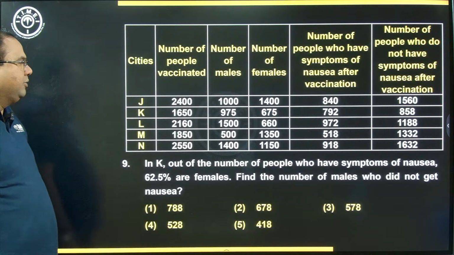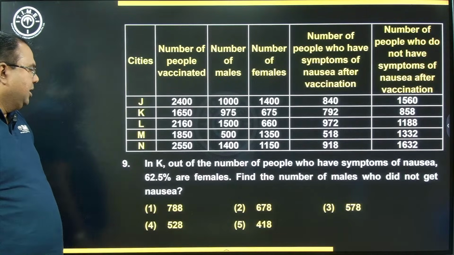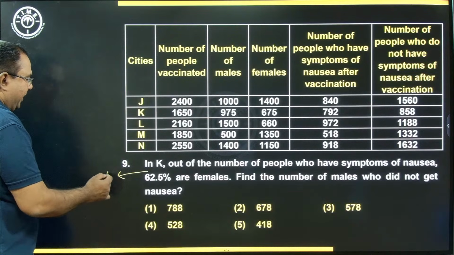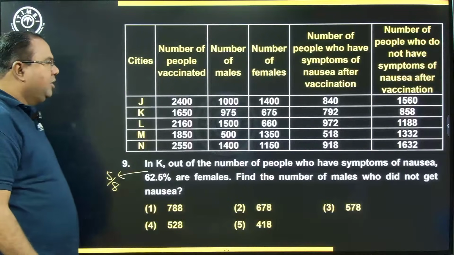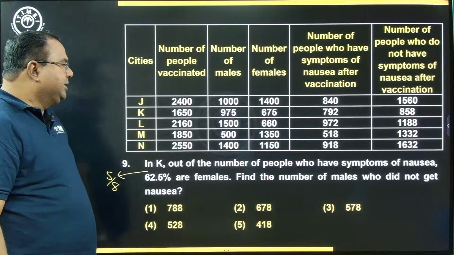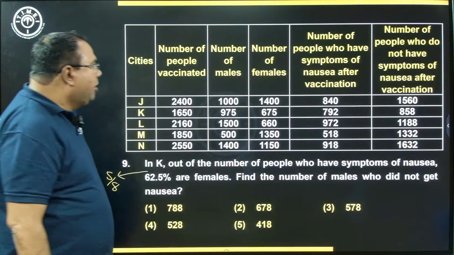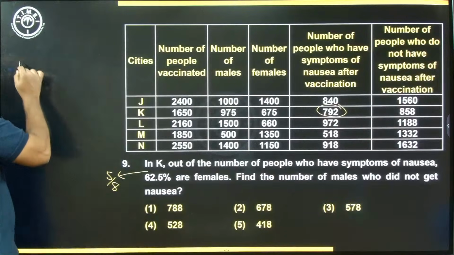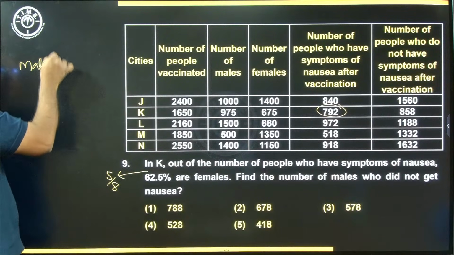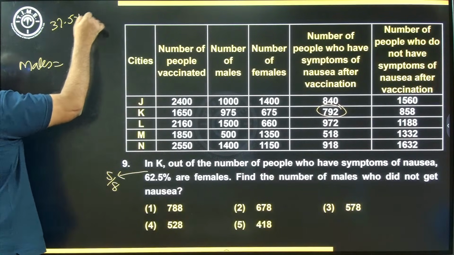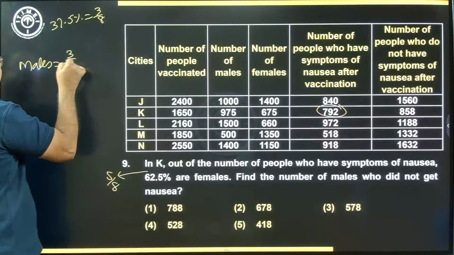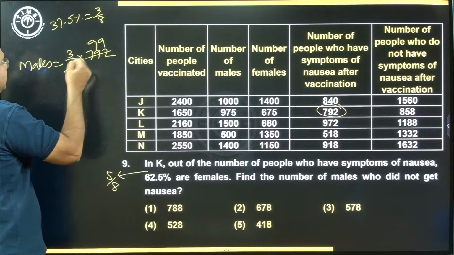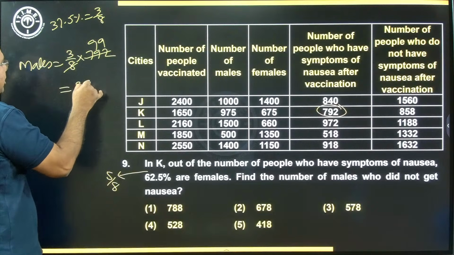In K, out of the number of people who have symptoms of nausea, 62.5%, which is 5 by 8, are females. Find the number of males who did not get nausea. In K, how many are getting these nausea symptoms? 792. Out of this, 5 by 8 are females, so males have to be 37.5%, which is 3 by 8. So it is 3 by 8 of 792. 8 9s are 72, 8 9s. So 3 into 100 is 300. It is 3 less, 297.